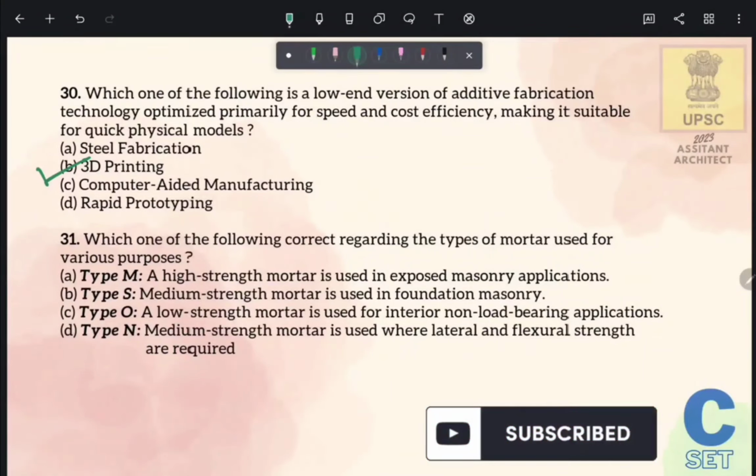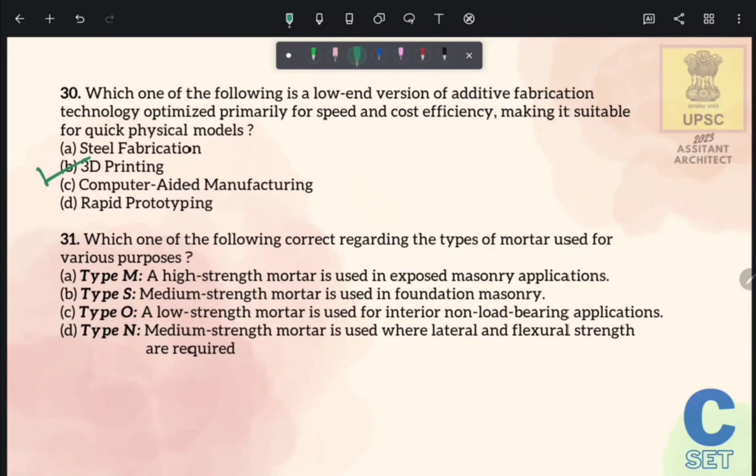Next question is, which one of the following is correct regarding the types of mortar used for various purposes? So let's see all the options one by one. First statement is type M, a high strength mortar is used in exposed masonry application. So this is a false statement, because M type of mortar is not used in exposed masonries. Next statement is type S, medium strength mortar is used in foundation.